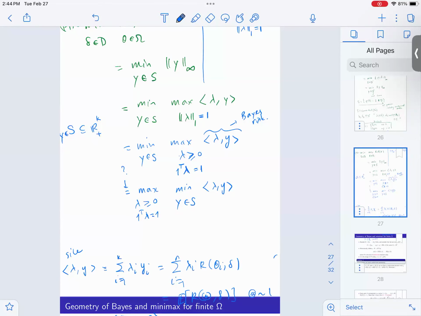If you can make optimizations for a strong duality, if strong duality holds, you convince yourself that it holds, then I get that solving the min max problem, which is the minimax problem, is equivalent to the max min problem. Okay.